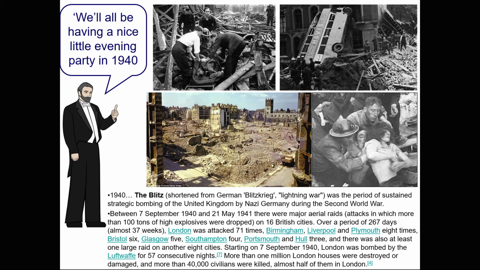In 1940, the Blitz is raging. And if you're not clear what that is, have a look at these pictures here. Go and look it up. It was a period of sustained strategic bombing by the Nazis and the Air Force, the Luftwaffe, on London and various other British cities. They were attacked repeatedly. 100 tons of high explosives were dropped over a period of 37 weeks, and this killed 40,000 civilians, so not even members of the armed forces, but innocent men, women and children of all ages.